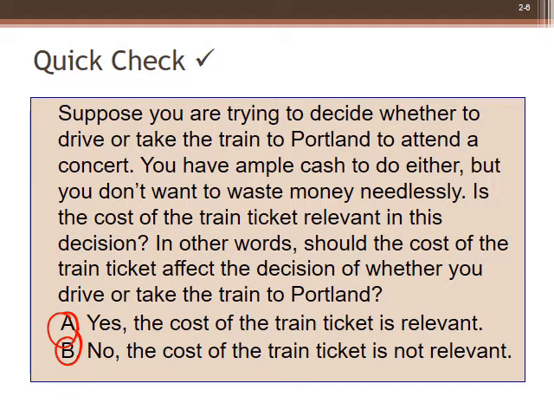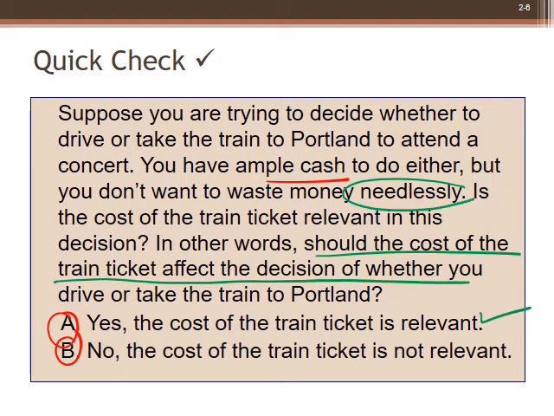Okay, let's read it together. Suppose you are trying to decide whether to drive or take the train to Portland to attend a concert. You have ample cash to do either, but you do not want to waste money needlessly. Is the cost of the train ticket relevant in this decision? In other words, should the cost of the train ticket affect the decision of whether you drive or take the train to Portland? The answer is yes, because you do not want to waste the money needlessly.